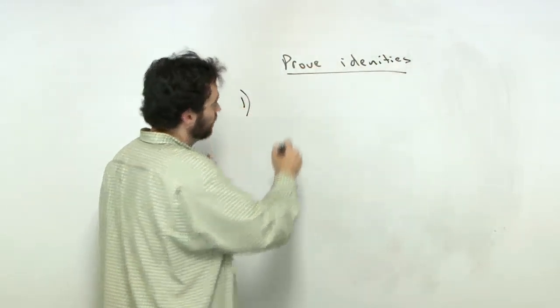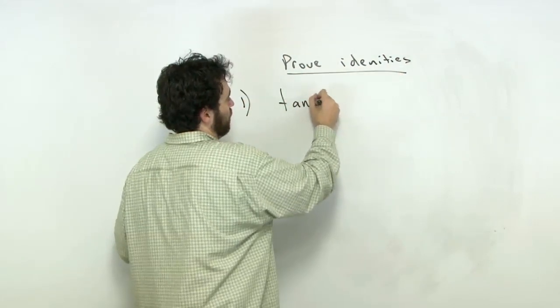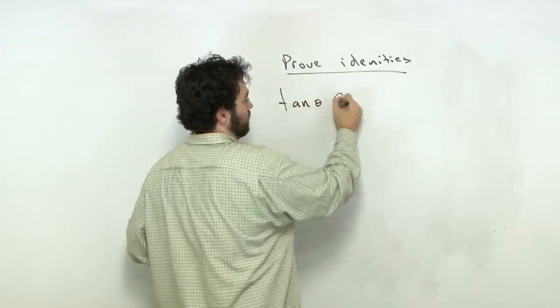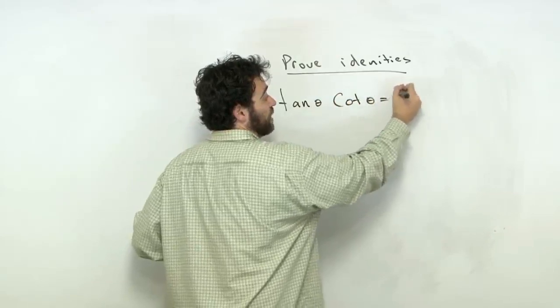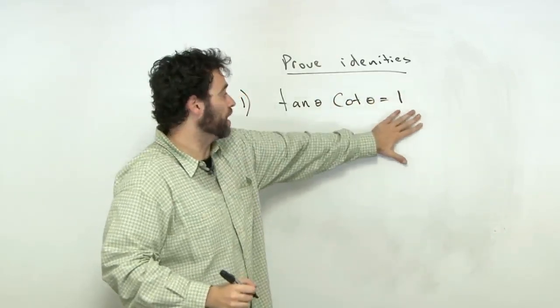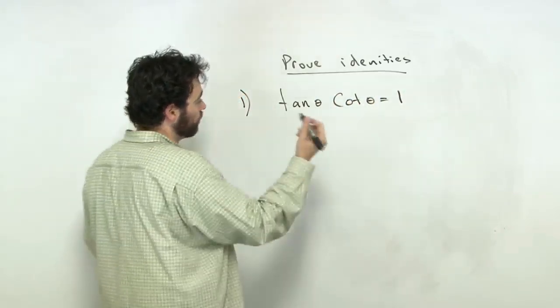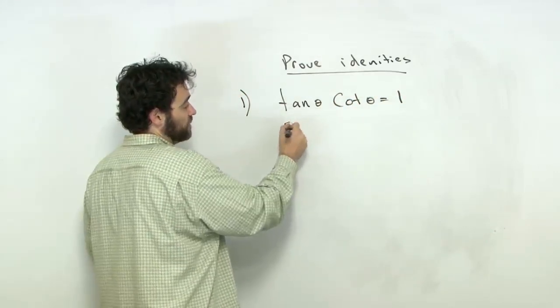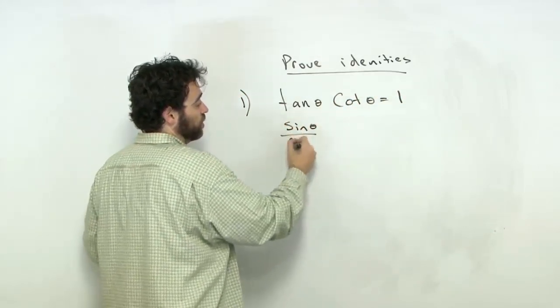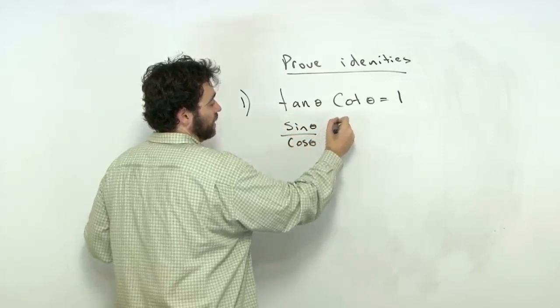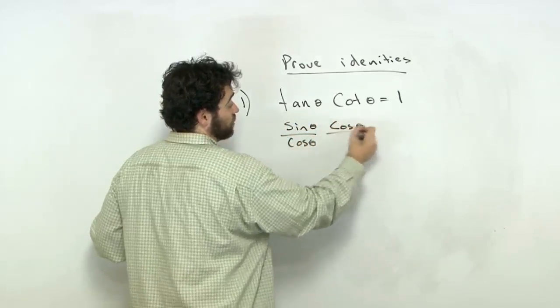So you get tangent theta times cotangent of theta. Prove that equals 1. So we're going to leave the 1 by itself and write these over. What do we write this over? Tangent of theta is the same as sine of theta over cosine of theta. And this is going to be cosine of theta over sine of theta.